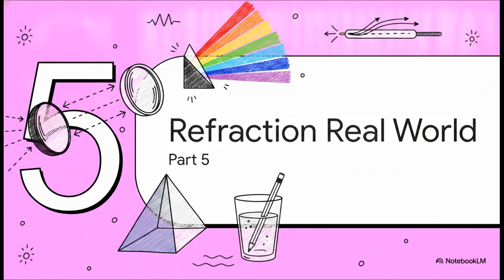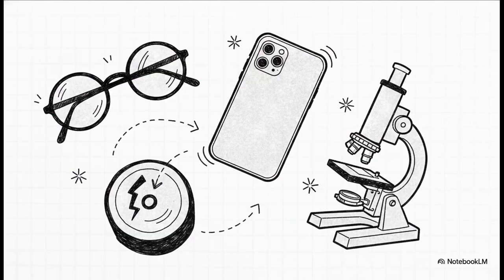Finally, let's bring it all home with part 5, refraction in the real world. Snell's law isn't just some abstract concept that lives in a textbook. Humans have literally harnessed it to construct the modern world. Take a look at these everyday applications. If you're wearing corrective eyeglasses right now, lens designers used Snell's law to calculate the exact curvature of the glass needed to bend light perfectly onto your retina.